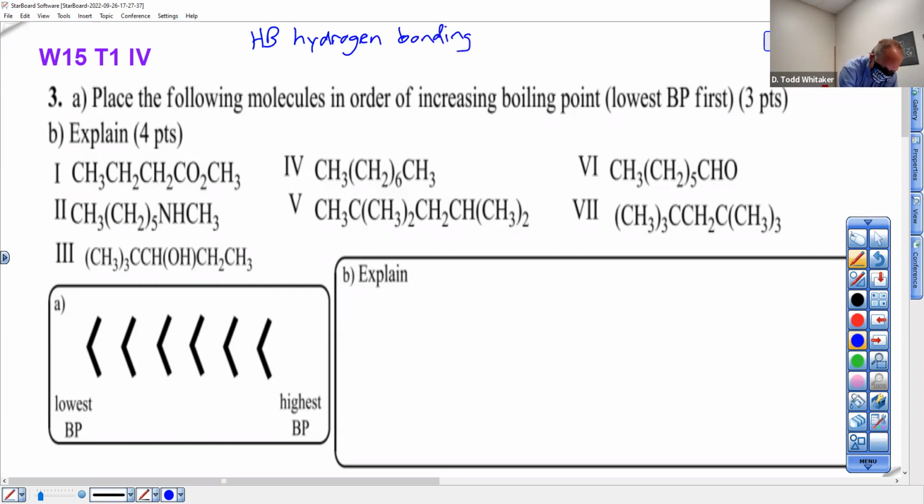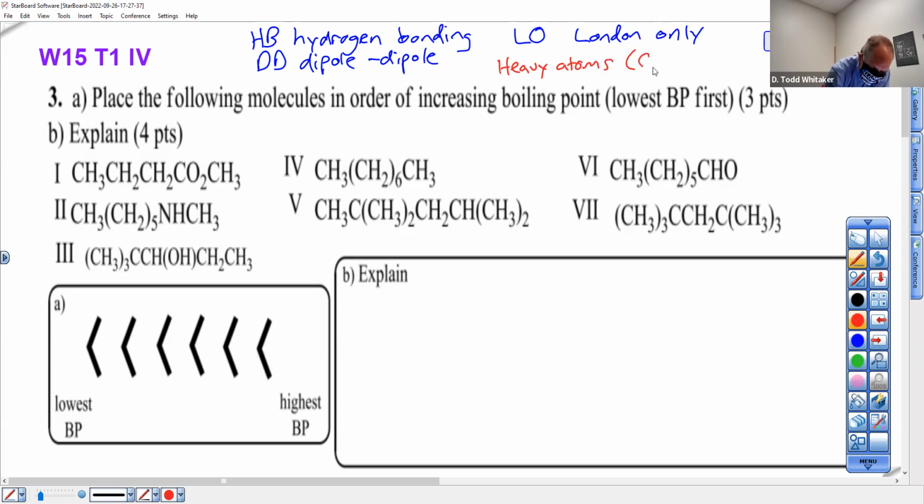And then the next intermolecular force, DD. Dipole, dipole. And then we'll go LO. London only. And then we'll go heavy atoms, defined as CNO. That covers all of our organic stuff in red, okay? So I'll start with heavy atoms.